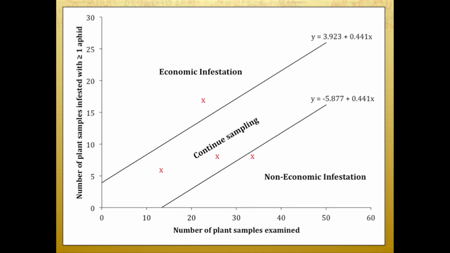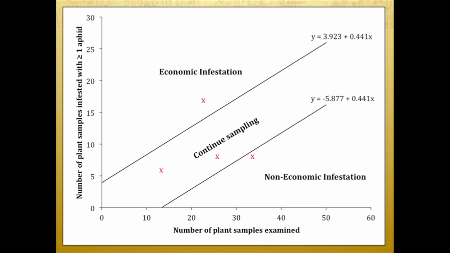It essentially works like this, where on your x-axis you have the number of plant samples you're going to examine. We have 2 parallel lines. As you sample, it will recommend you either continue sampling, or you'll fall into that economic infestation, or you'll be in this non-economic infestation.